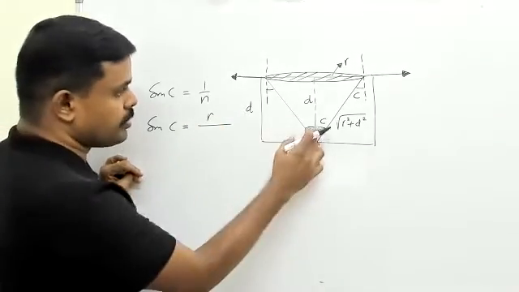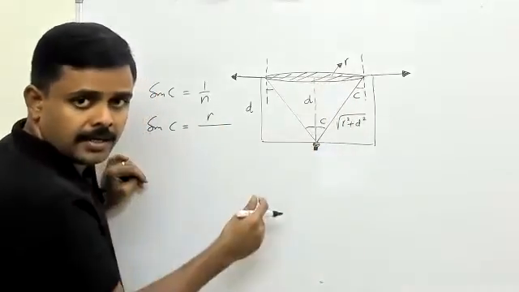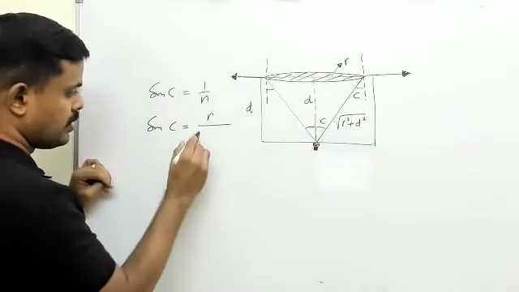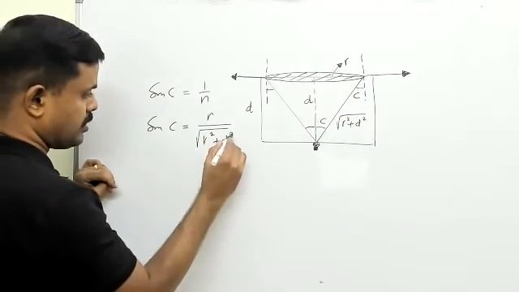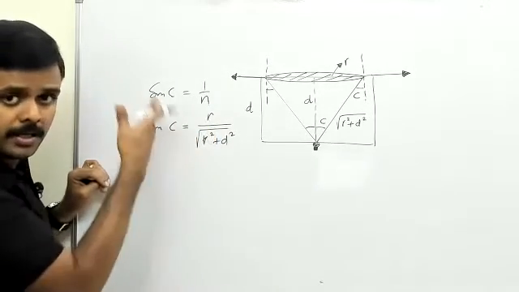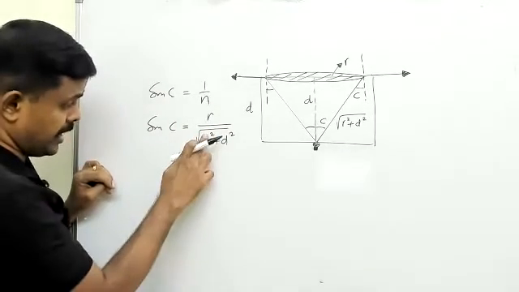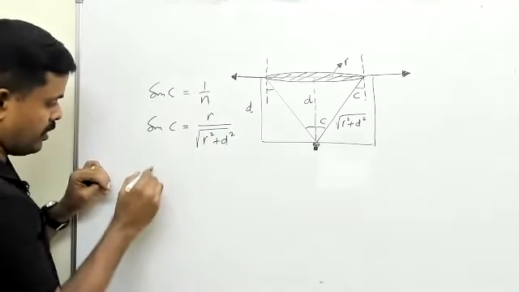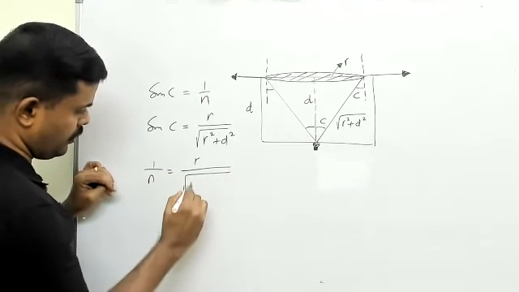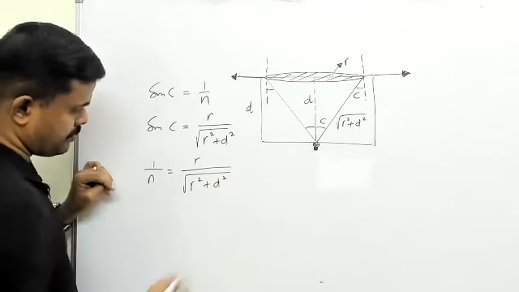Sin C can also be written as opposite side r by hypotenuse. Hypotenuse is root of r square plus d square. Okay, and then I can equate these two. The left sides look the same, so I can equate the right sides. 1 by n is equal to r divided by root of r square plus d square.